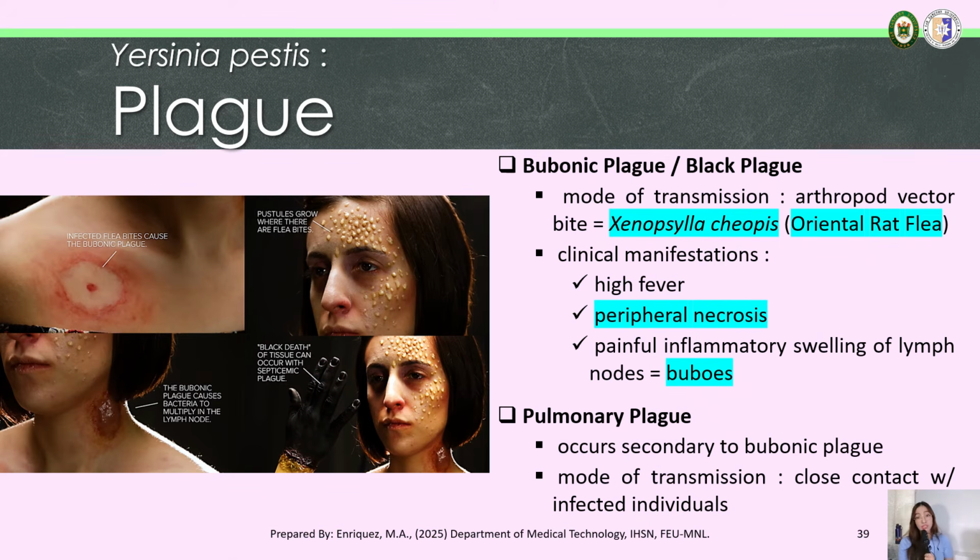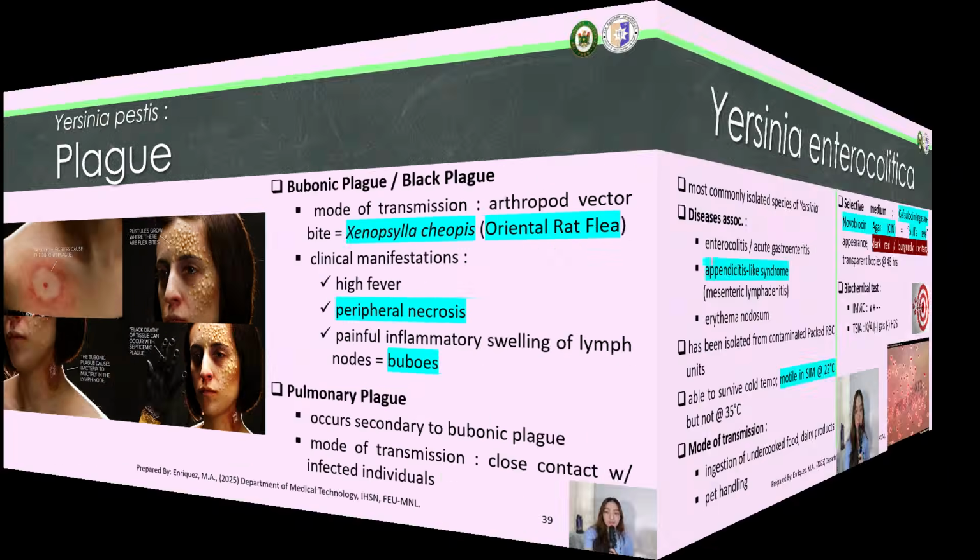Okay, ulitin po natin. Sa bubonic plague or black plague, nagkakaroon ng peripheral necrosis yung pasyente kung saan nagkakaroon po ng blackening or necrosis dun sa periphery ng pasyente. Okay, so aside from that, there's also high fever and the formation of buboes. All right, so buboes is the swelling of lymph nodes. Next is pulmonary plague. Dito naman po, this only occurs secondary to the bubonic plague. And kahit walang flea vector, people could acquire this through close contact with other infected individuals.